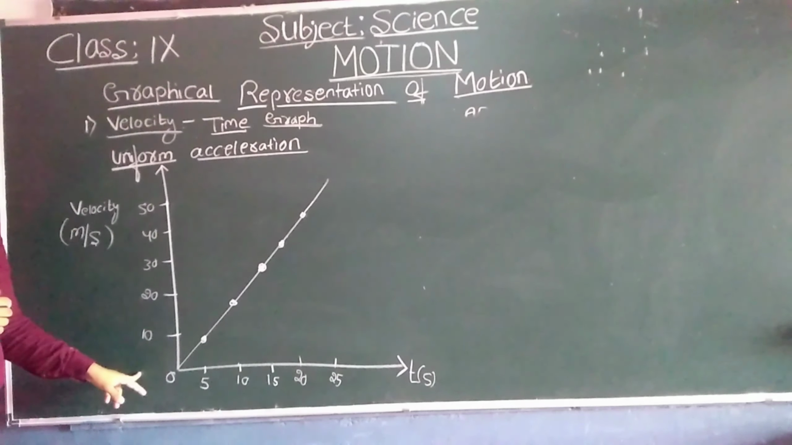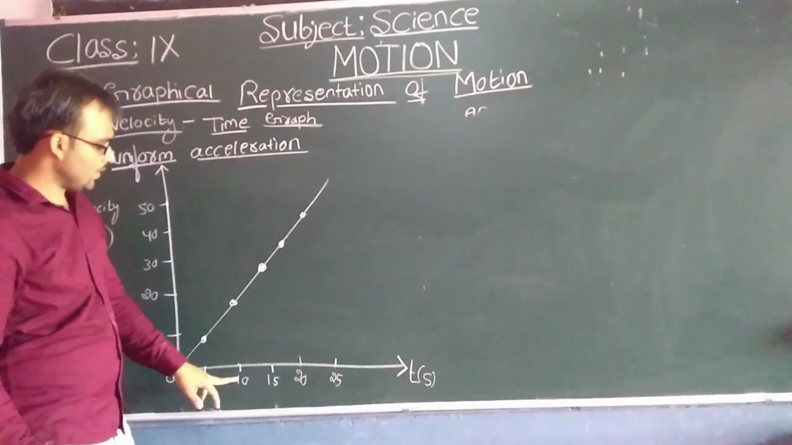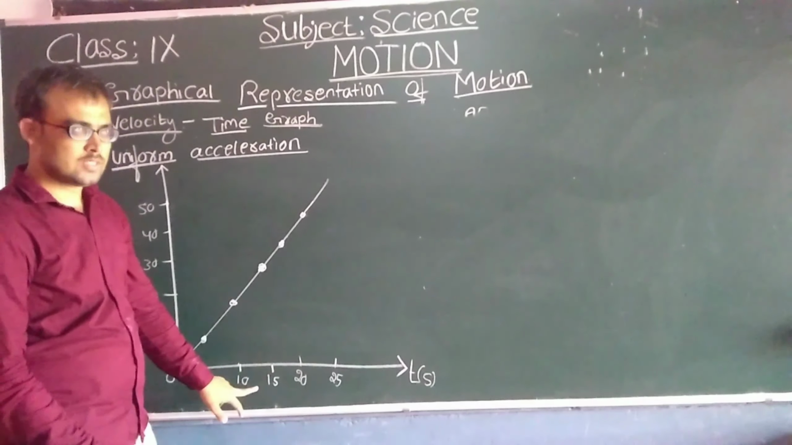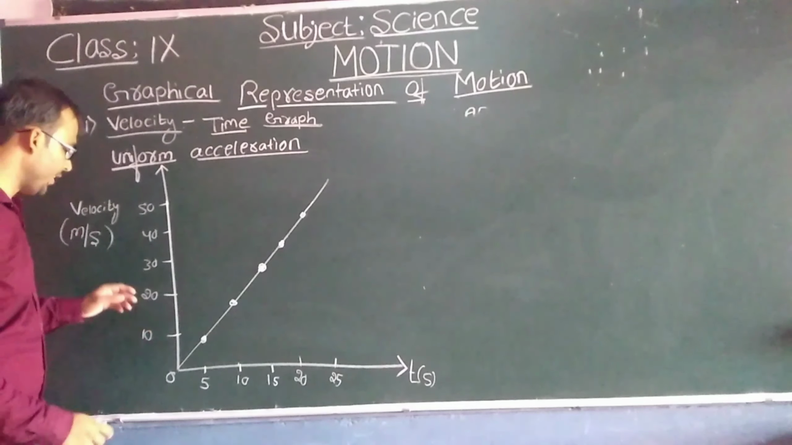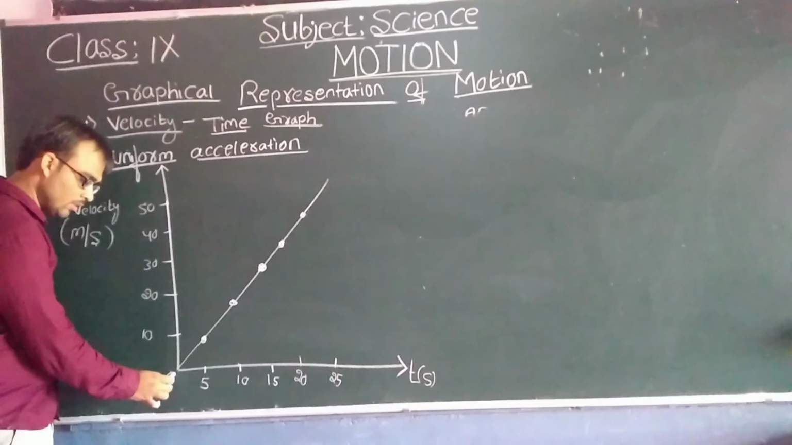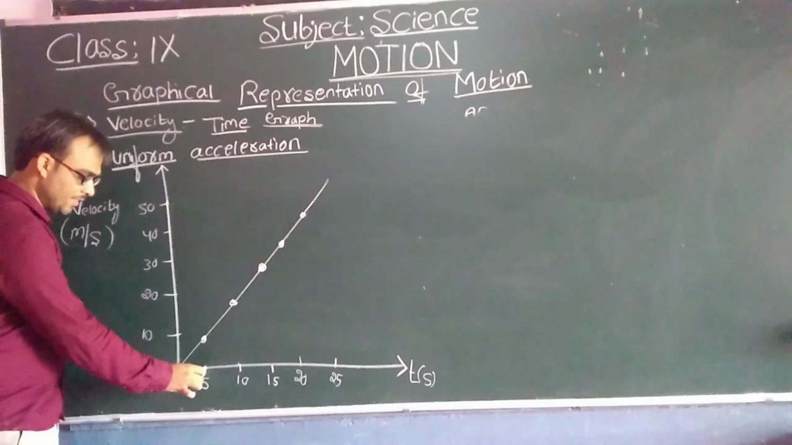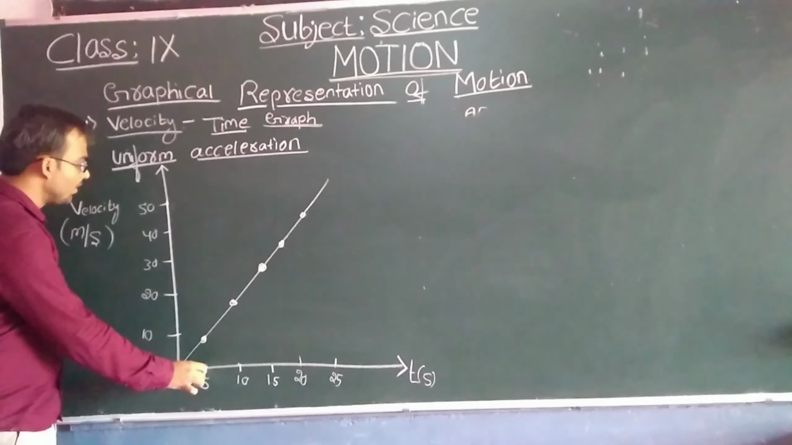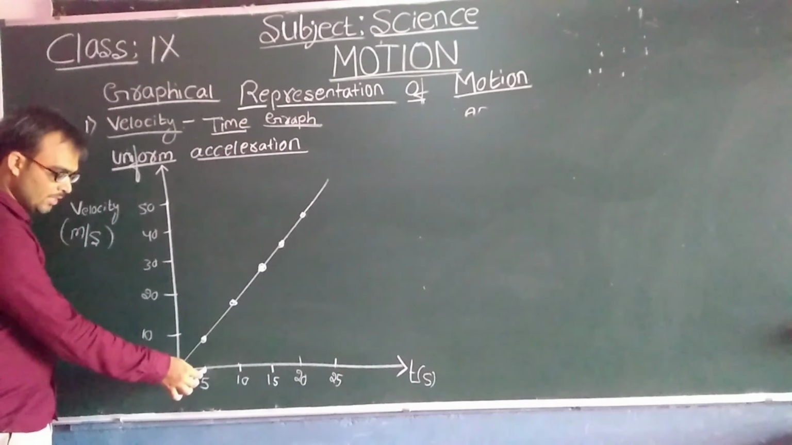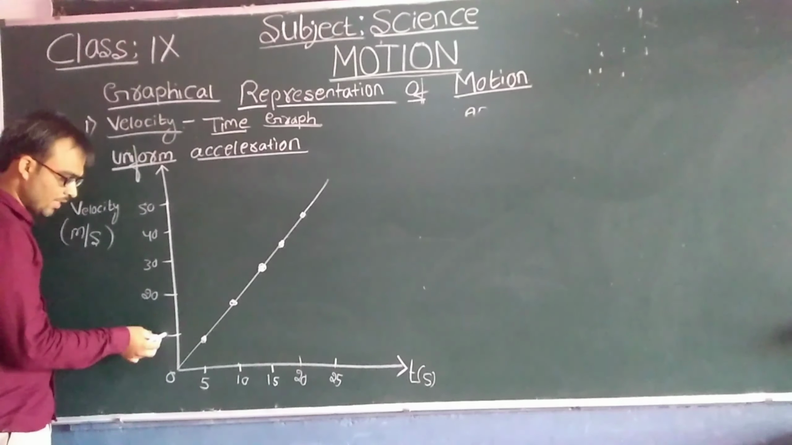The Y axis represents velocity in meters per second, whereas the X axis represents the time in seconds. So look here. When the time is 0, the object is at rest. During the first 5 seconds, the velocity of the object is 10 meters per second.